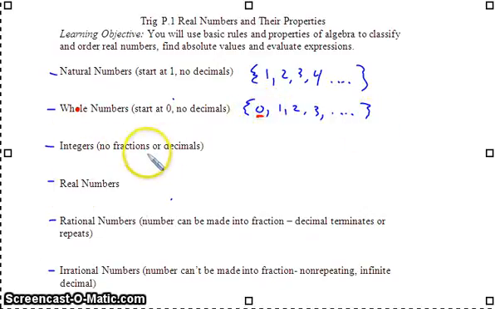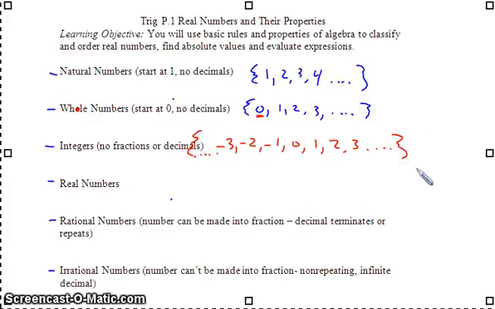Integers, no fractions or decimals. So those are both positive and negative numbers, but no fractions, no decimals. So maybe something like -3, -2, -1, 0, 1, 2, and 3. And of course, this would continue off in both directions, positive and negative.